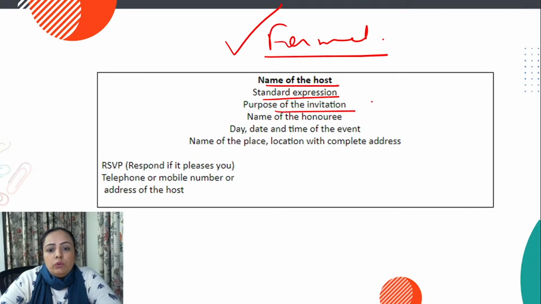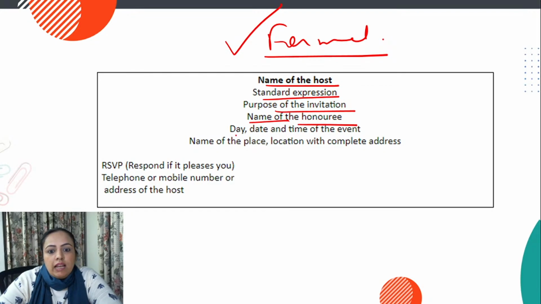आप किसी को क्यों invite कर रहे हैं? अगर कोई specific purpose है, जैसे कि वो chief guest हैं या उन्होंने कोई prize distribution करनी है, and then you will write the name of the honoree. Honoree is any guest on the occasion, any chief guest. उसका नाम भी आप include करेंगे.